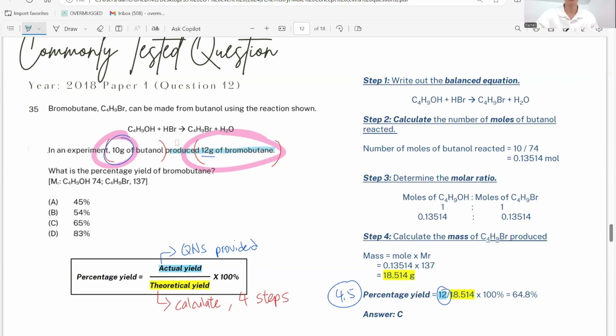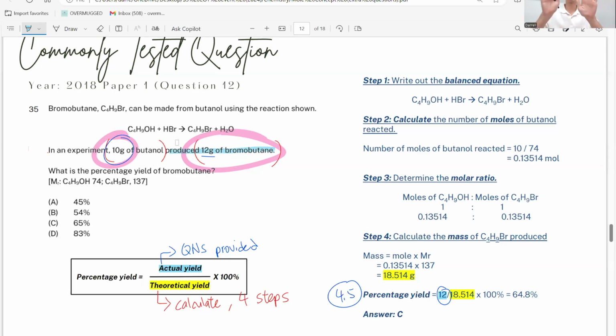Your job is to use this 10 gram, go through the 4 steps to find out in theory, how much was I supposed to get? If I reacted 10 gram of butanol, 10 gram of butanol is equivalent to this number of mole. When I compare mole ratio, I was supposed to get 18.5 grams of bromobutane. But how much did I actually get? I only got 12. So what is my percentage yield? I take my actual output that the question told me, divided by what I calculate, which is the theoretical yield. And when I times 100%, I'll get my percentage yield itself.